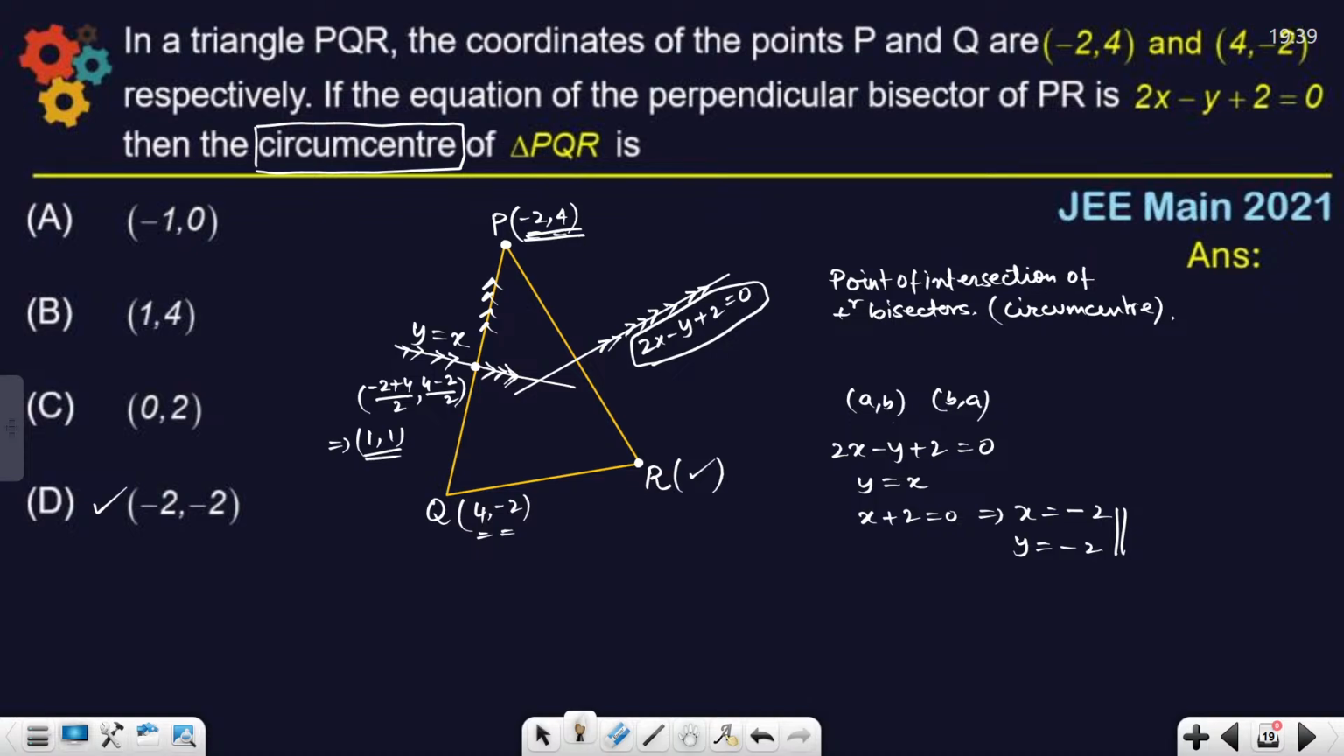Have you understood this? This is the magic of remembering the little things which are involved in coordinate geometry, not only in straight lines, throughout your conics and circle. If you remember these little things, you can do the sums much faster. Okay? Chalo, let's move to the next problem.